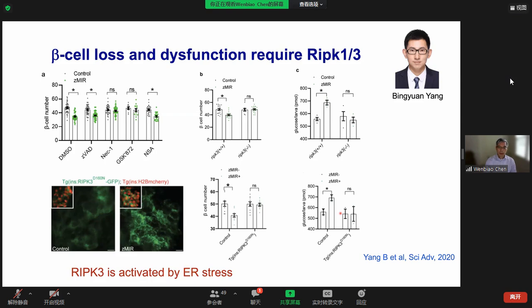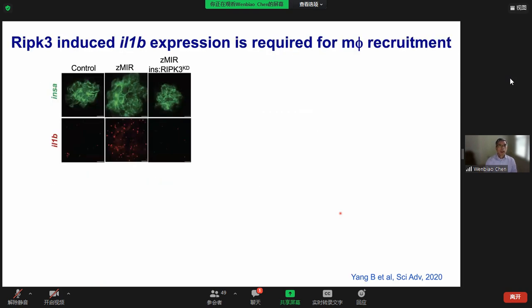So because this has been published, I'm just going to skip over a lot of experiments, just trying to tell you that we found that RIPK3 is activated by ER stress. And then we wondered how this RIPK3 causes inflammation. So we look at the inflammatory cytokines.